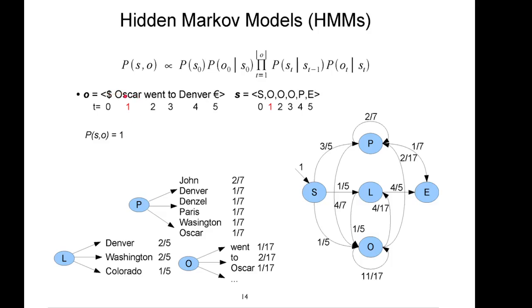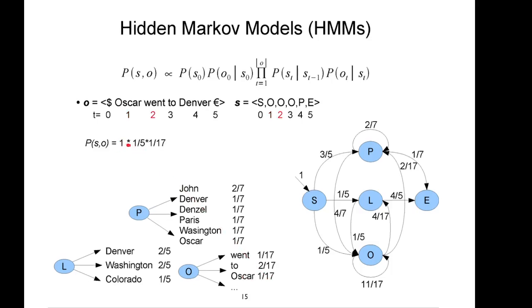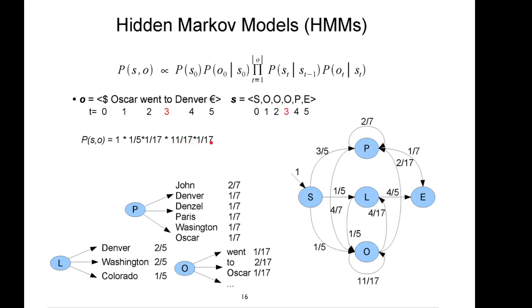Now we're going to the first real observation that we're making, and that's the word Oscar. We want to know what is the likelihood of going from start state to other. So that is from here S to other, that's 1/5. And in the other state, we're making the observation Oscar, that's 1/17. So we multiply the one we had already times 1/5 times 1/17. And we're now with the next word, and time has moved forward by 1, we're at went. That means we have gone from other to other, and in other we observed went. From other to other has a likelihood of 11/17, and observing went in the state other has a likelihood of 1/17. So we multiply these two values and expand our overall likelihood by this term.